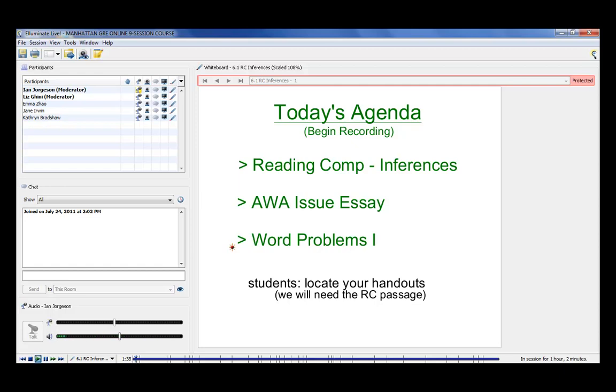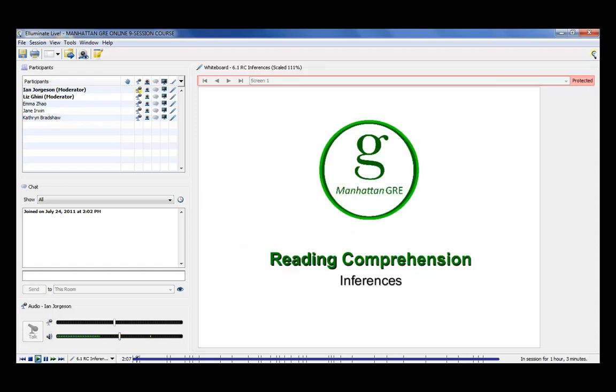So anyway, give me a smiley face if you've got your reading comp handouts in front of you. I emailed them about an hour and a half ago at this point. Okay, good. So we won't need the reading comp handouts for the first two problems we look at, but then we're going to do a couple of problems based on a slightly longer passage. And at that point, the handouts will be a little bit important. So let's dive right in and start talking about reading comp.